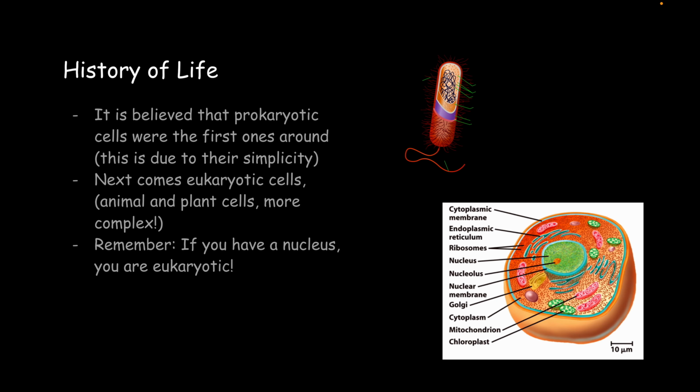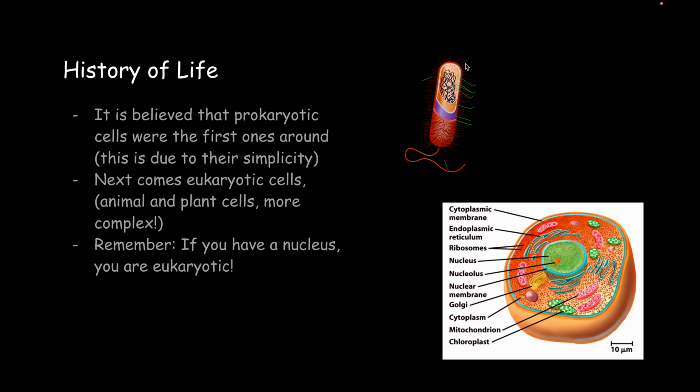History of life, it is believed that prokaryotic cells were the first ones around. Prokaryotic cells lack membrane-bound organelles, things like a nucleus. I believe they do have ribosomes, but they don't have mitochondria, that kind of stuff.